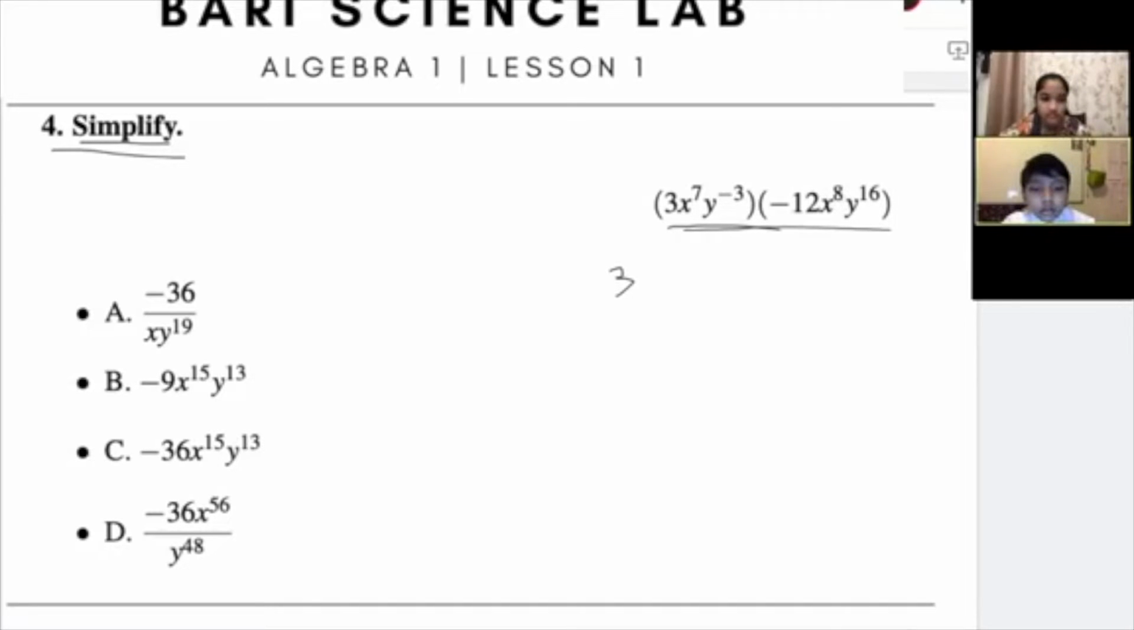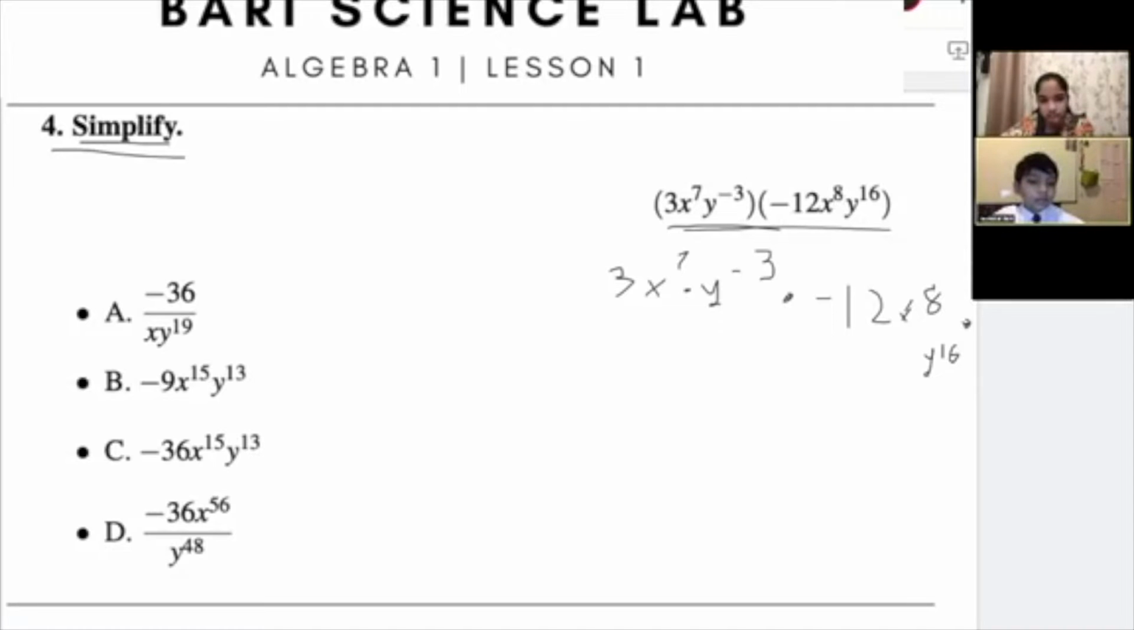3x to the power of 7 times y to the power of negative 3, times negative 12x to the power of 8. Wow, that is one ugly x. And y to the power of 16. Is that right? Yes. Okay.